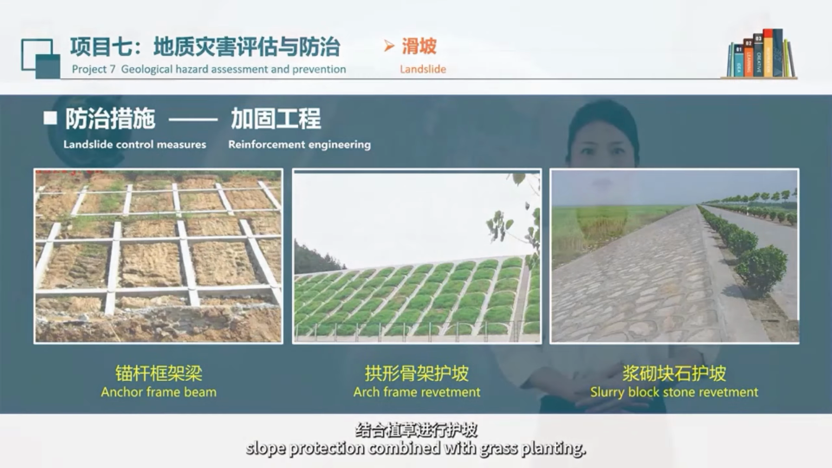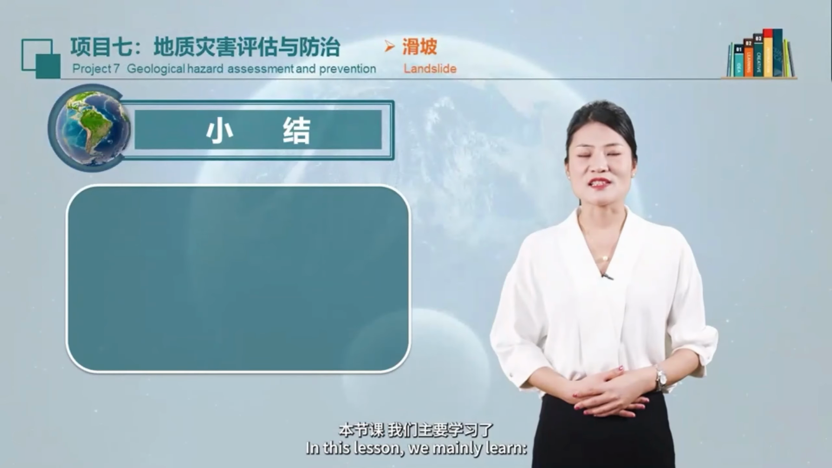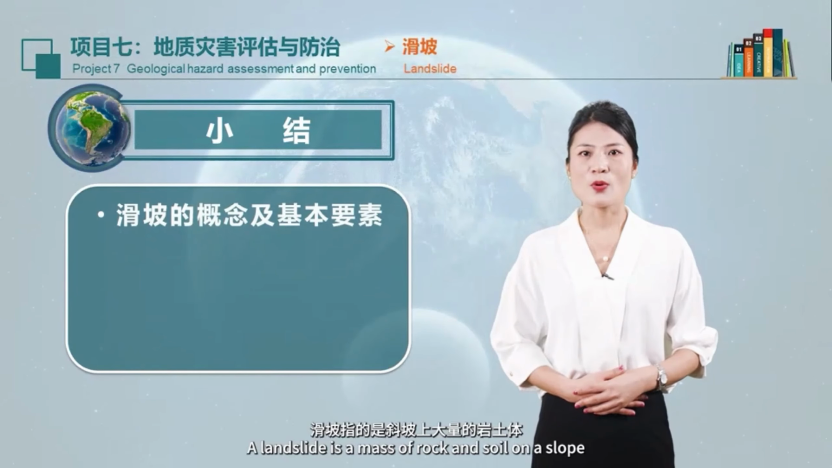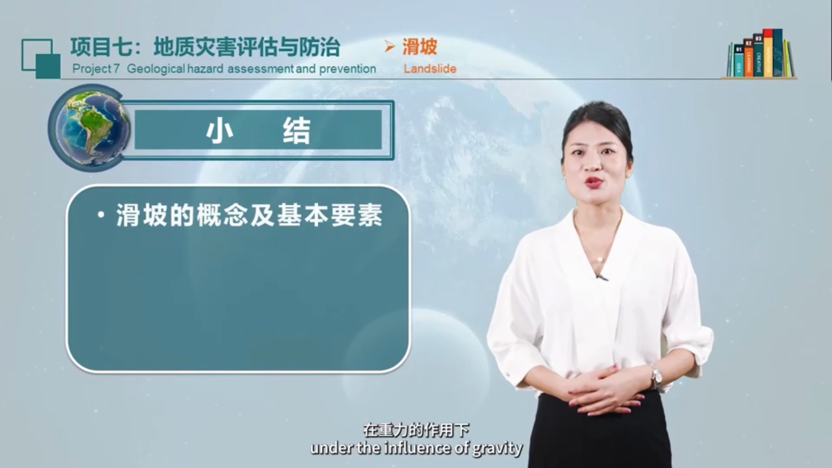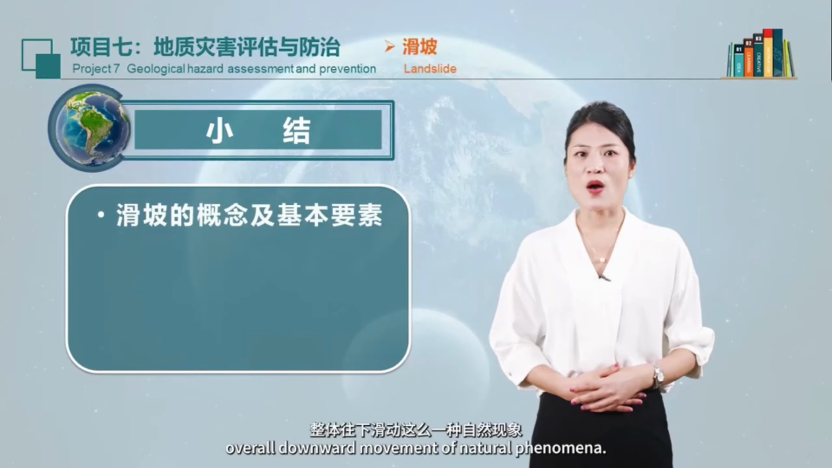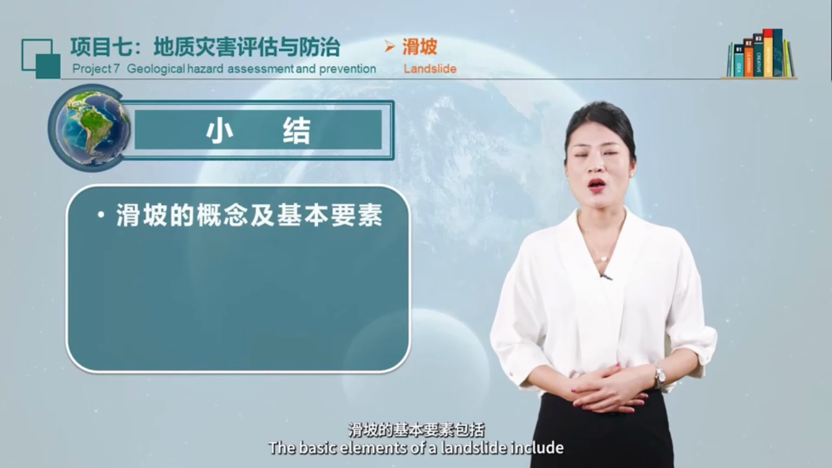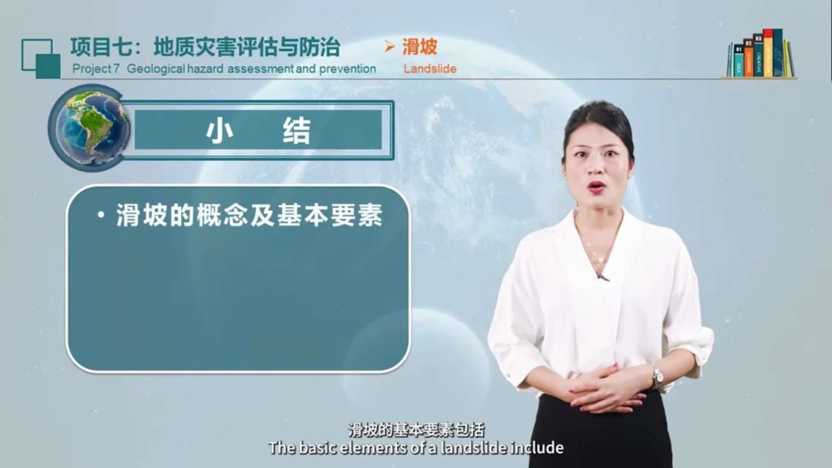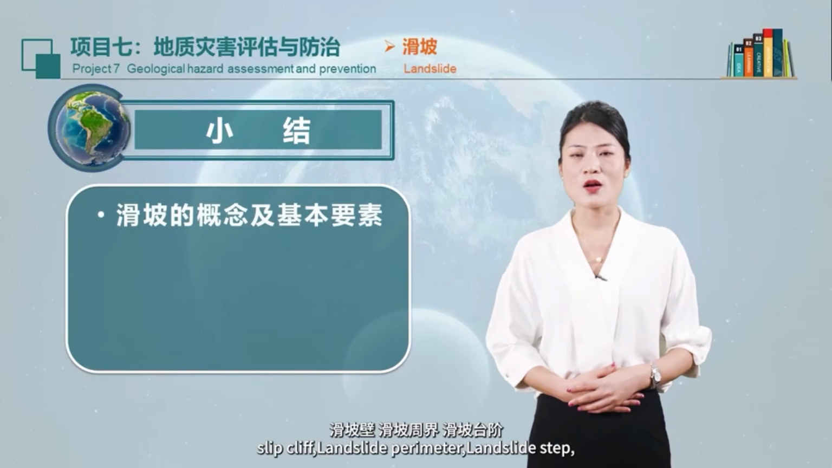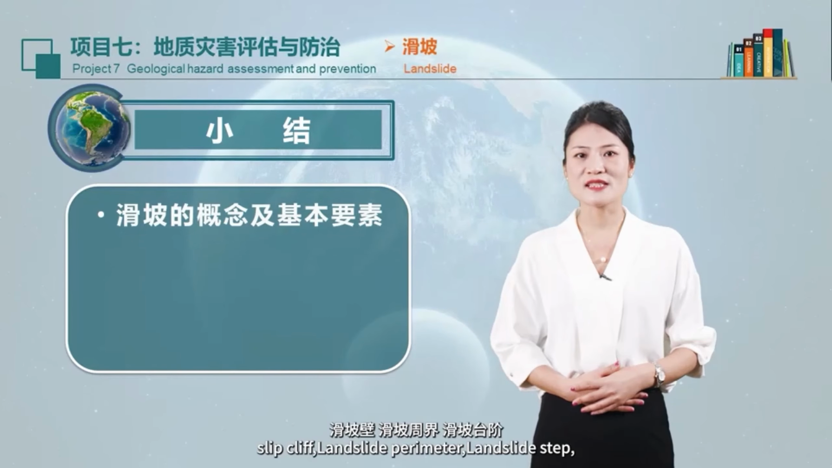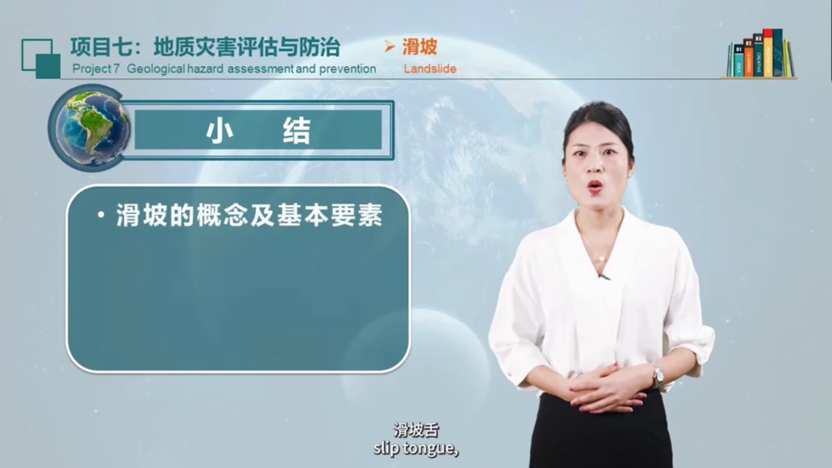In this lesson, we mainly learn the landslide concept. A landslide is a mass of rock and soil on a slope which, affected by natural factors such as rainfall and under the influence of gravity, slides along a certain sliding surface. It is an overall downward movement natural phenomenon. The basic elements of a landslide include landslide mass, sliding surface, slide bed, slip cliff, landslide perimeter, landslide step, slip tongue, landslide fissure, drum mound and axis.